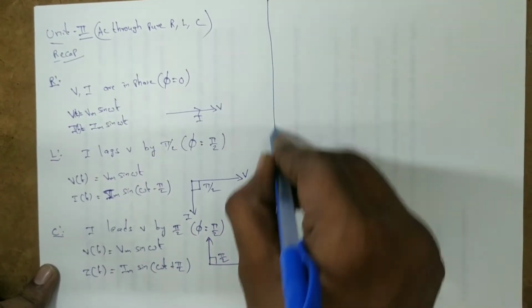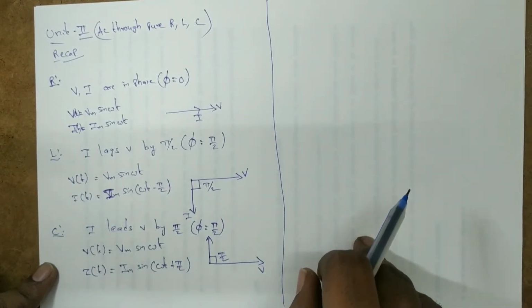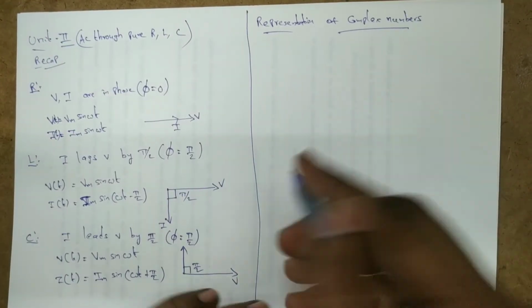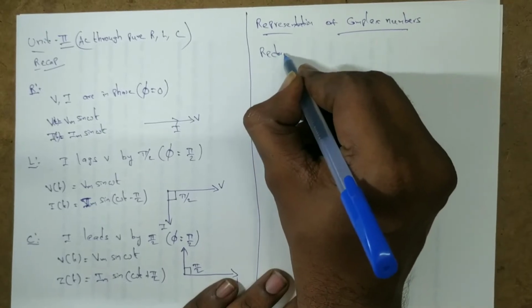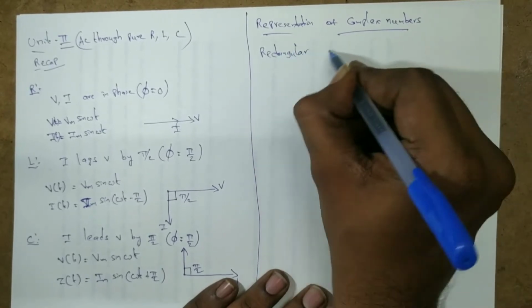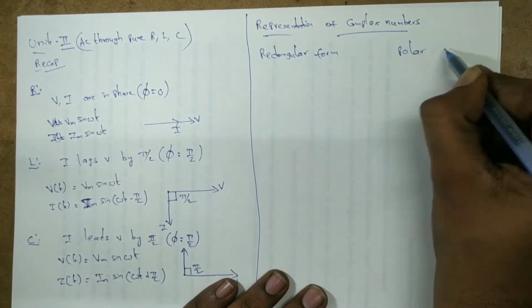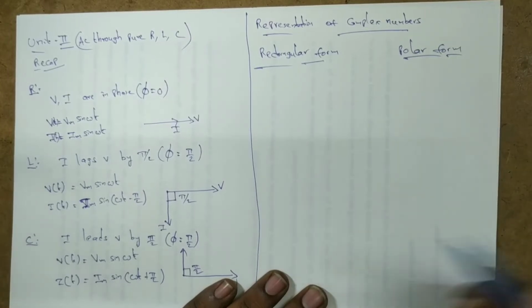All these details we have discussed in the last class. Now coming to the other topic, that is representation of complex numbers. While representing a complex number, there are many forms, for example rectangular form, polar form, trigonometrical form, and many other forms. But the more important forms are rectangular form and polar form.